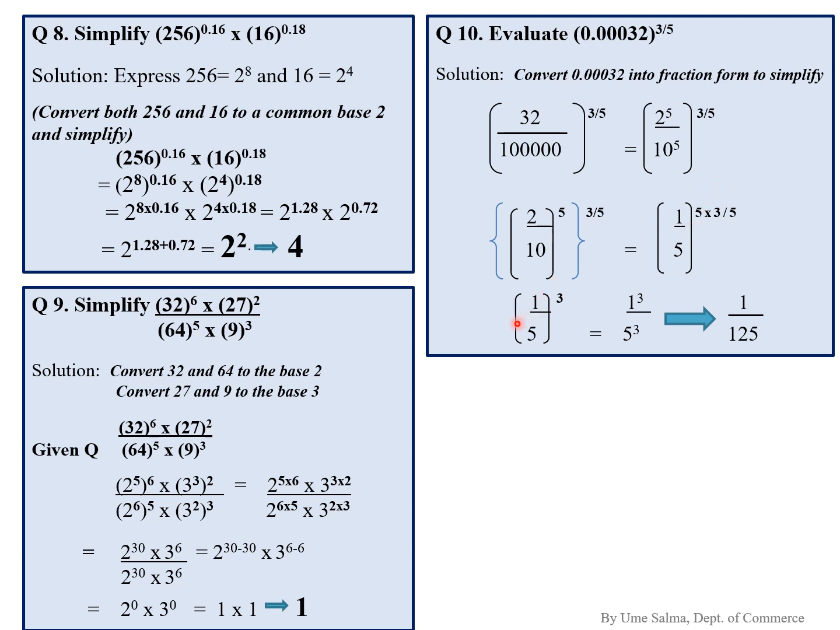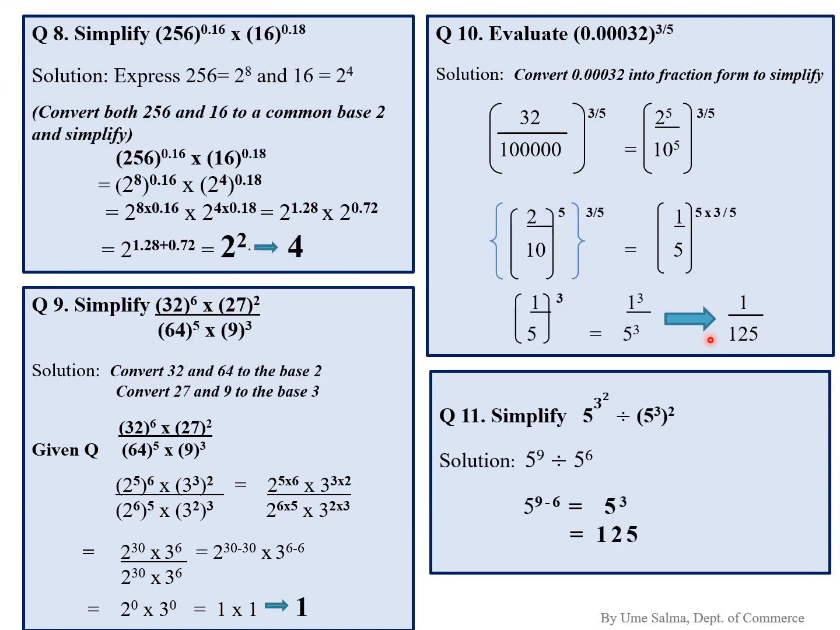Now you can move ahead with 1 to the power 3 by 5 to the power 3, as this is common. 1 to the power 3 will be 1. Whenever you have 1 to the power anything, it will give you 1, because 1 multiplied by itself as many times as possible still gives you 1. So don't get confused with this. 5 to the power 3 is nothing but 125. So your final answer is 1 by 125. Let us move on to the next question.